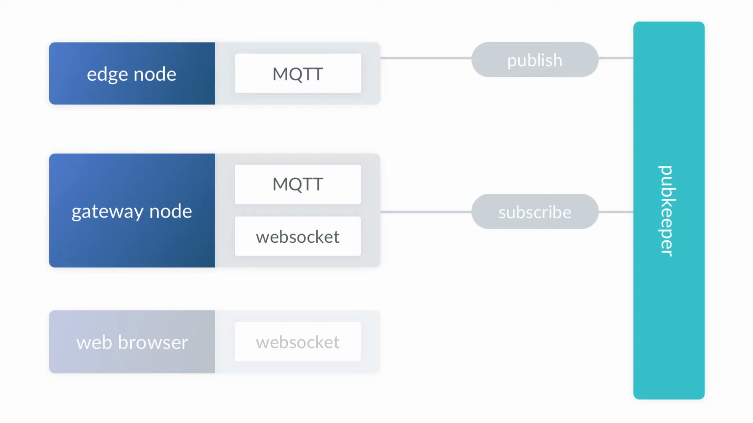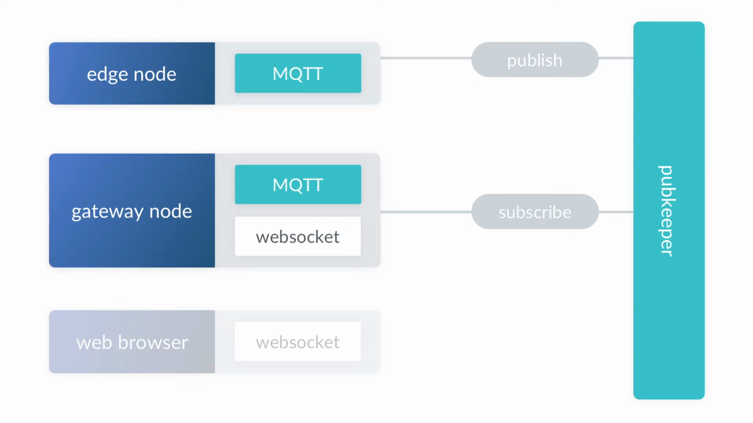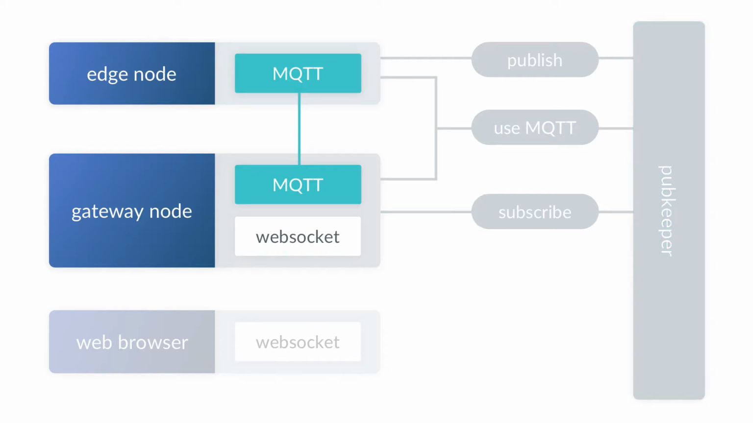Pubkeeper remembers the gateway node as a subscriber from before and realizes that they share a common protocol, MQTT. The Pubkeeper server informs both of these nodes that they should communicate and that they should use MQTT. From then on, these 2 nodes have a peer-to-peer connection using MQTT, and the Pubkeeper server isn't involved.